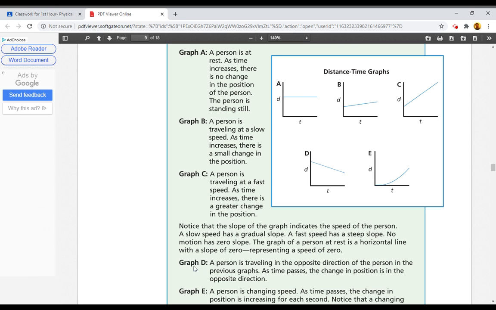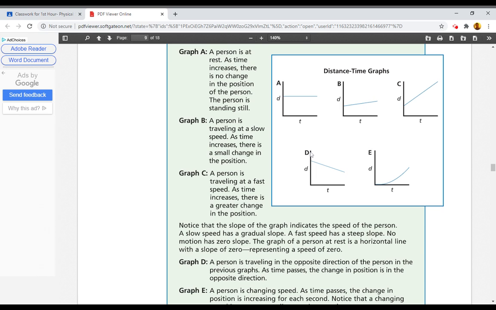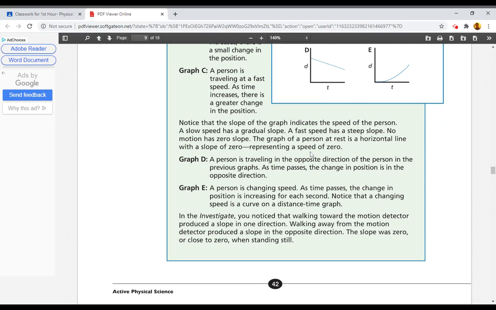Graph D, a person is traveling in the opposite direction of the person in the previous graphs. As time passes, the change in position is in the opposite direction. I kind of think this is how the GPS on our phones works a little bit. All right, graph E right here. A person is changing speed. As time passes, the change in position is increasing for each second. Notice that a changing speed is a curve on a distance-time graph.